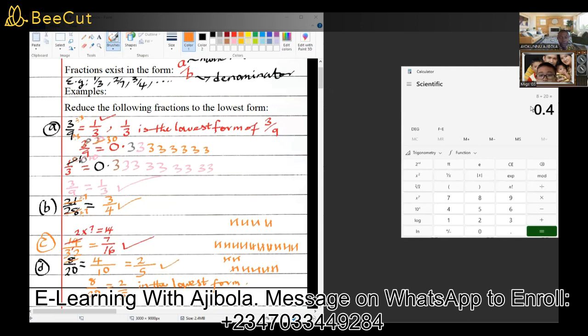And what's the answer? What did you see there? 0.4. Now, let us check 2 divided by 5. 2 divided by 5. What is the answer? 0.4. Okay.